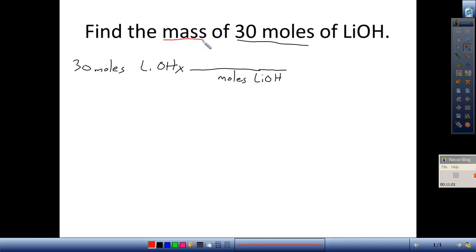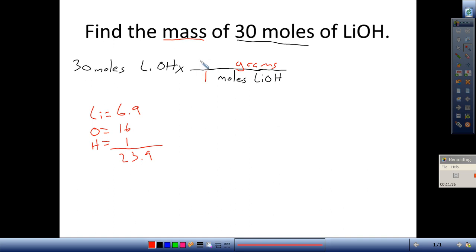Well, it says find mass. Mass is grams. All right, now I can fill in my numbers. Well, we said if there's 1 mole in the fraction, we always put 1. Always 1 mole. For my grams, I'm going to take my chemicals and look them up on the periodic table. I'm going to round to tenths. Okay, lithium is 6.9 grams, oxygen is 16, and hydrogen's 1.